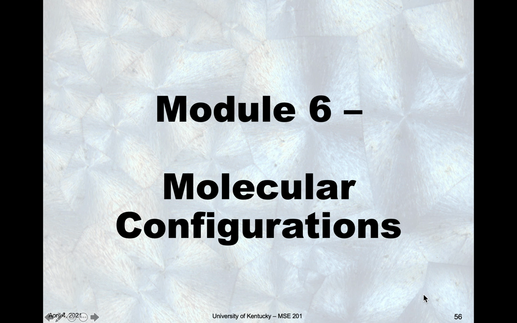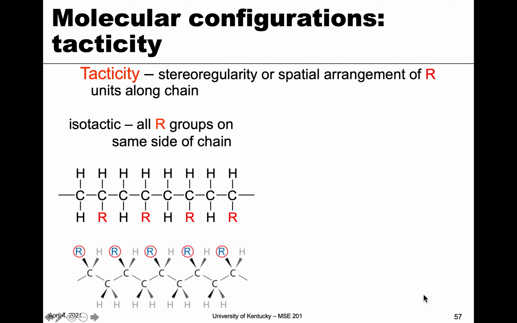All right, in this module, we're going to talk about some of the different configurations that our macromolecule polymers can have. And so we're talking about the arrangement of the end groups. And the first thing that we're going to talk about is tacticity. And this is known as stereoregularity, or the spatial arrangement of the R group.